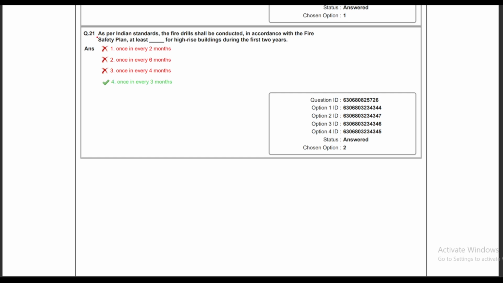As per the Indian standards, the fire drills shall be conducted in accordance with the fire safety plan, at least dash for high-rise buildings during the first 2 years. So its correct answer is once in 3 months. So according to Indian fire safety standards, fire drills for high-rise buildings should be conducted at least once every 3 months during the first 2 years of occupancy. So correct answer is fourth option.